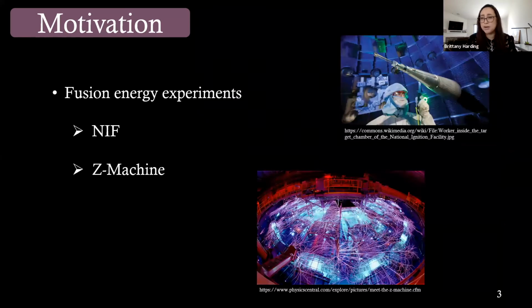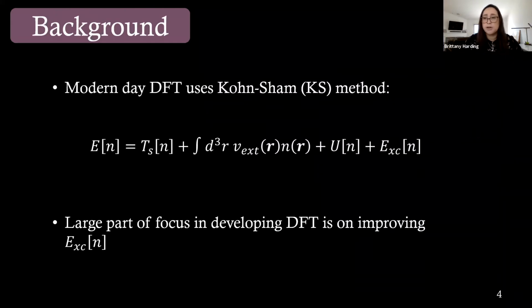A better understanding of warm dense matter can help us gain insight and better understand and model fusion energy experiments, such as those conducted at the National Ignition Facility at Lawrence Livermore National Laboratory and on the Z machine at Sandia. Now, modern day DFT employs the Kohn-Sham method, which expresses the ground state electronic energy in terms of the following quantities, where this final quantity is the large part of focus in developing DFT.